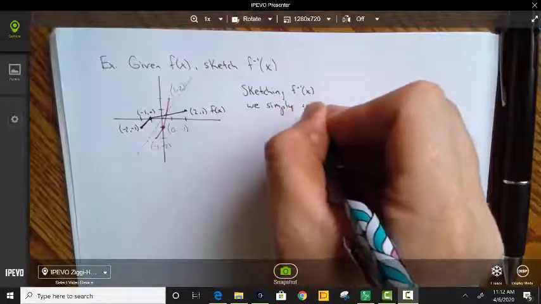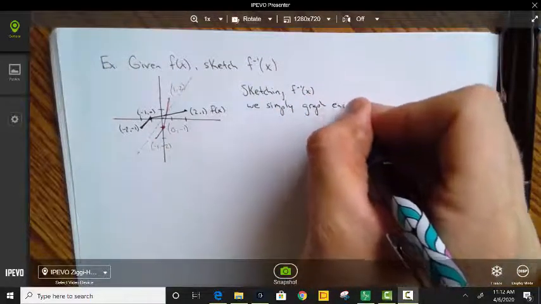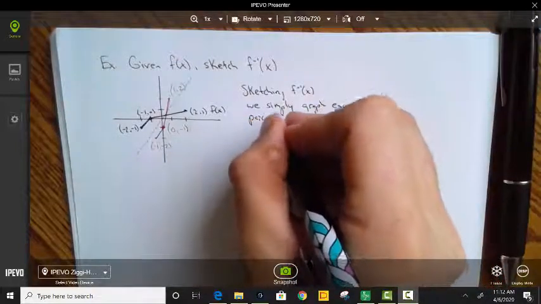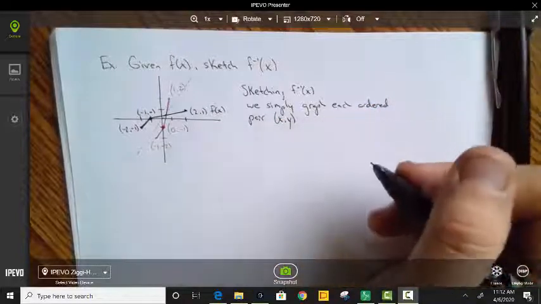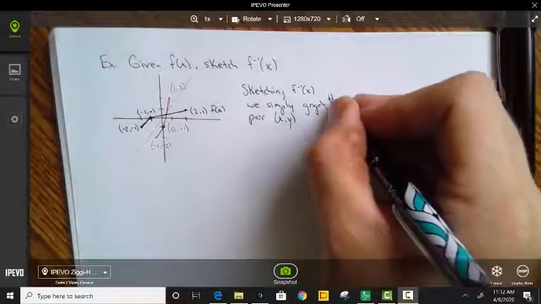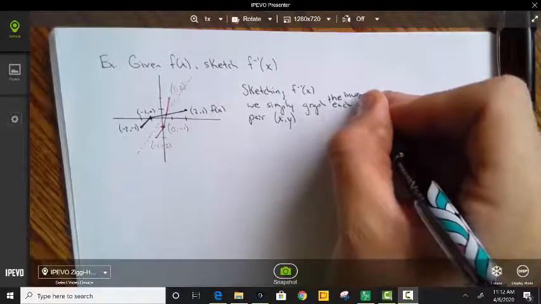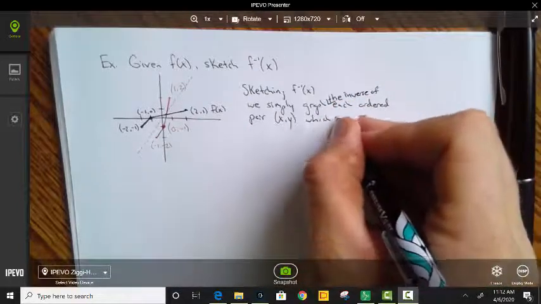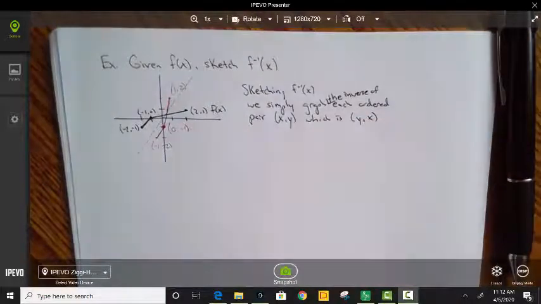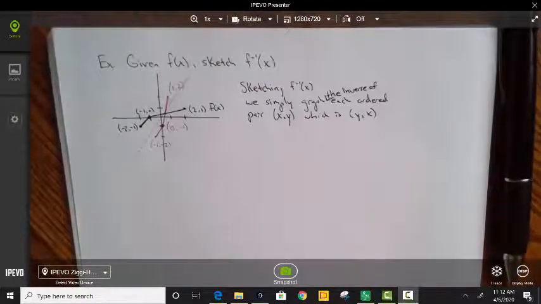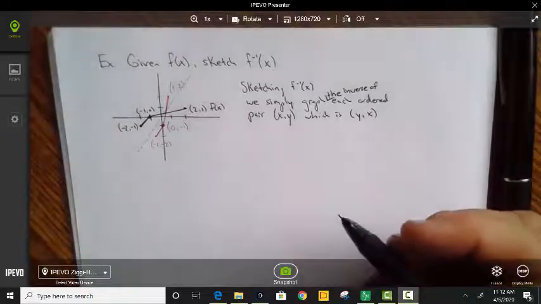Okay, so really when we sketch the inverse, we simply graph the inverse of each ordered pair (x, y), which is going to be (y, x). So if we want to graph an inverse function, we just take the x and the y values and we switch them in order to create the graph of the inverse function.